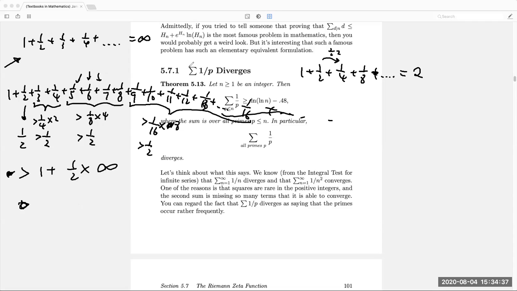Okay, that's what we call diverge in mathematics. Any question here? No.